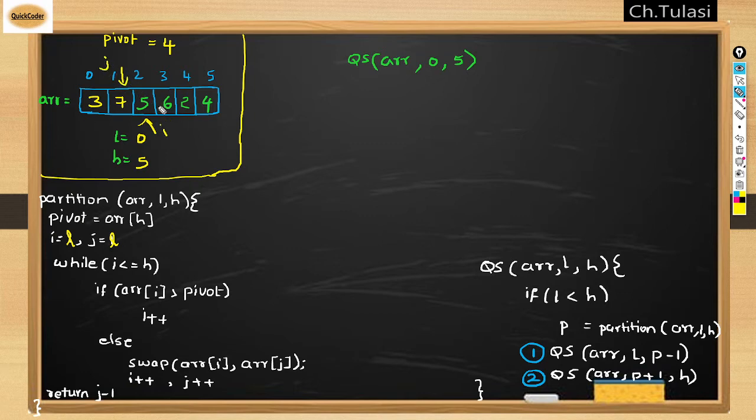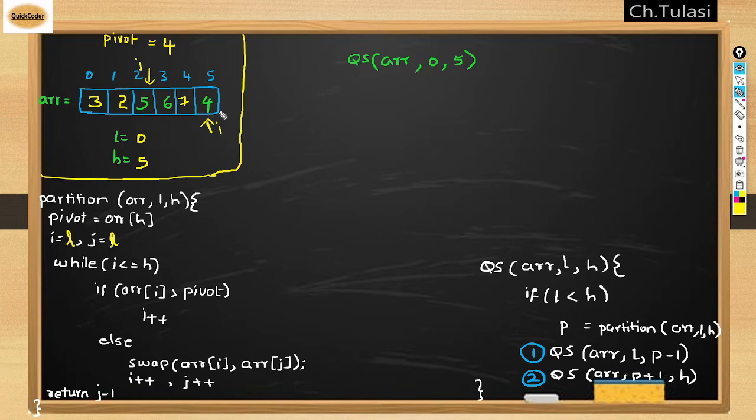Then again it will check: is array of I greater than pivot? No, then just increment the I. Then again check: is my array of I greater than pivot? Yes, so just increment the I. Again I am incrementing the I. Is my array of I greater than pivot? No. Then what is the next step? Swap the array of J and array of I, here 2 and here 7. Then we should increment my I and my J, meaning my I will come here and J will come here.